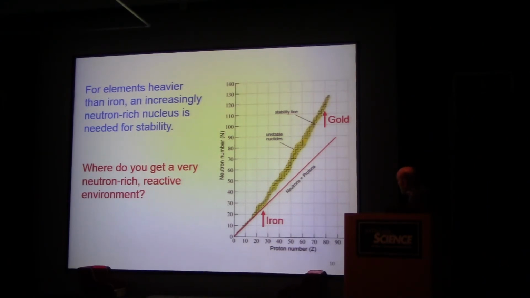So, by the time you're up to gold, atomic number 79, you need 1.5 times as many neutrons as protons to keep it stable. Crudely speaking, what the neutrons are doing is diluting the protons. So the electrostatic repulsion between them is not so great as to make the nucleus unstable and it comes apart on you.